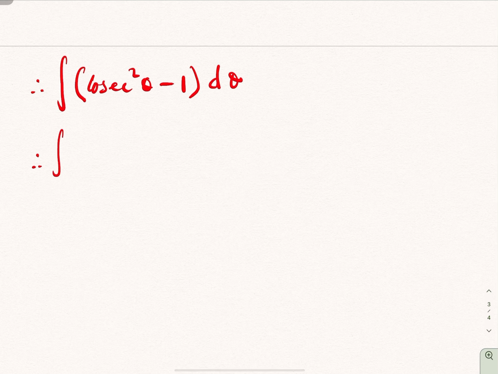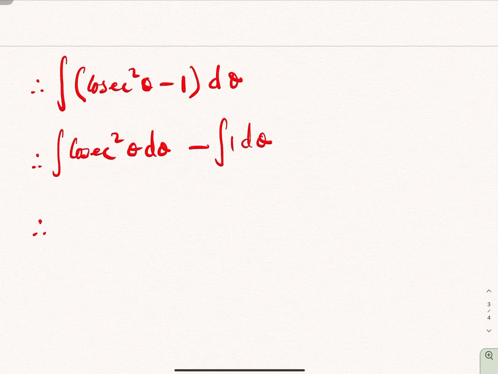This is going to be the integral of cosec squared of theta d theta, minus the integral of 1 d theta. This tells me that if I integrate cosec squared of theta, I'm going to get a negative cot of theta. If I integrate 1 with respect to theta, it's going to be theta, but there's a negative in between, so I'm going to write a negative theta. Remember that this is an integral, so you must write plus c.